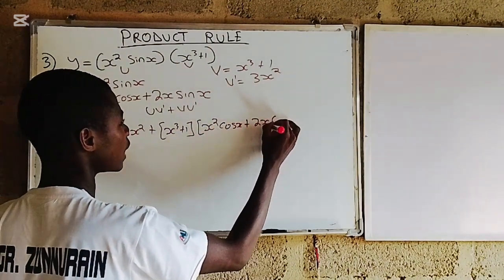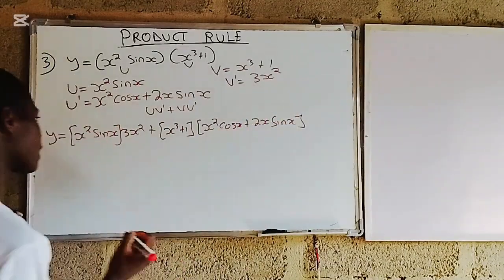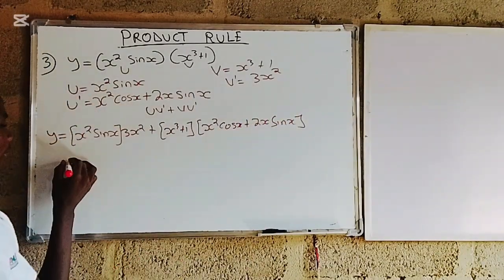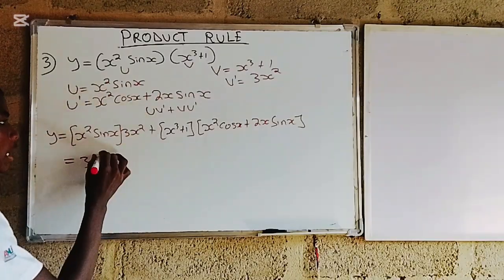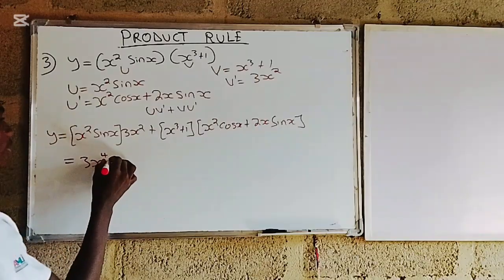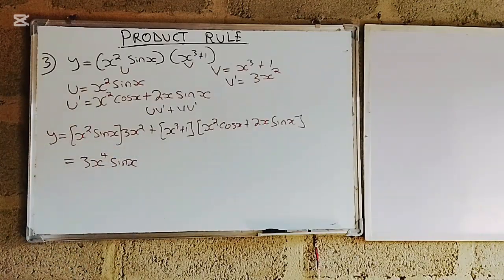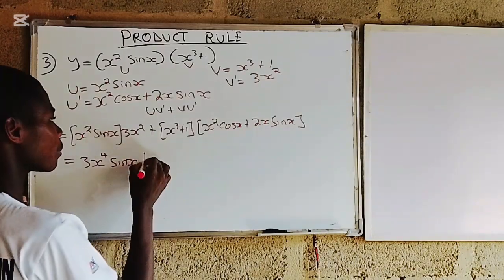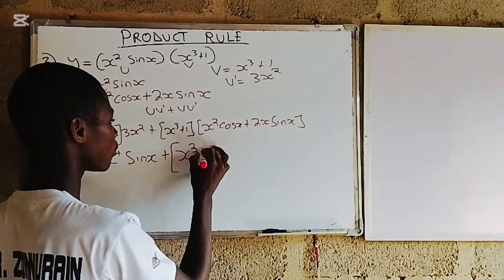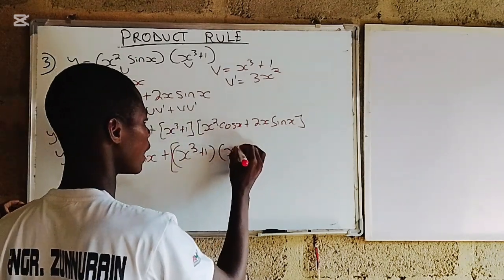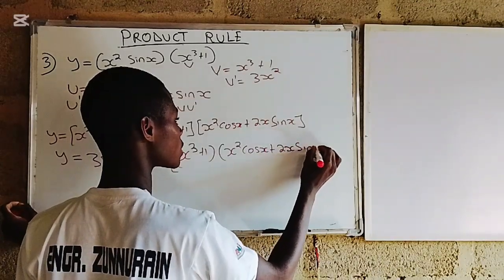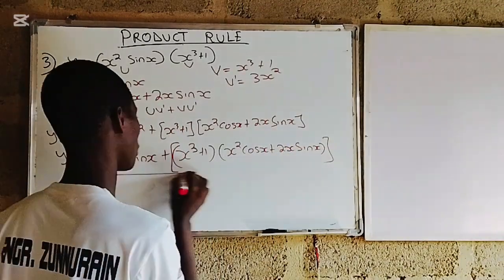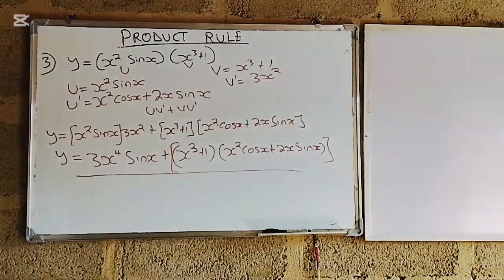plus 2x sine x. If I distribute this, if I expand the brackets, I'll get 3x, the powers should add, power 4, and then sine x. So what is the next thing? I have to say plus x cubed plus 1 into x squared cos x plus 2x sine x. So this is the general solution to this problem.